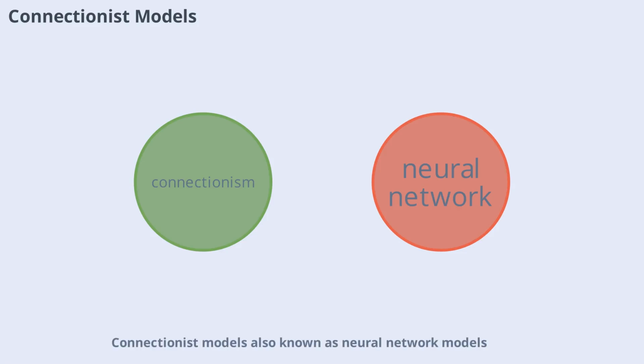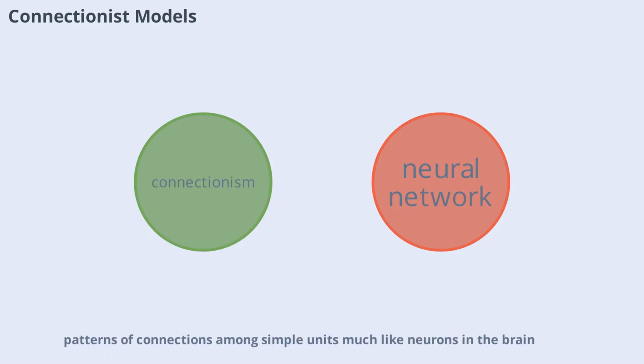Connectionist models, also known as neural network models, suggest that language processing emerges from patterns of connections among simple units, much like neurons in the brain. Instead of following fixed rules, these models learn language through exposure and experience. Over time, the network strengthens connections that lead to correct responses. Connectionist models are especially good at explaining how we handle irregularities and exceptions in language, such as irregular verbs. They also form the basis for many modern artificial intelligence systems.